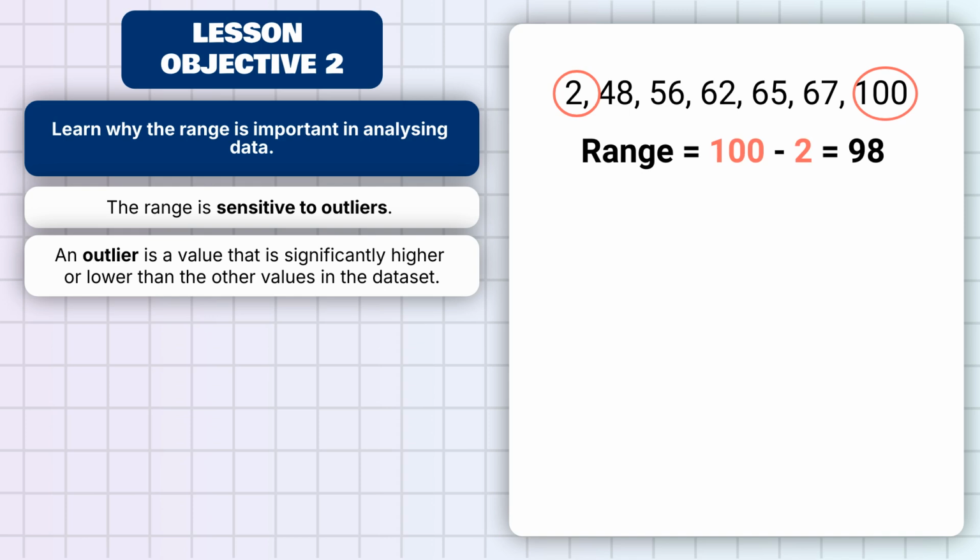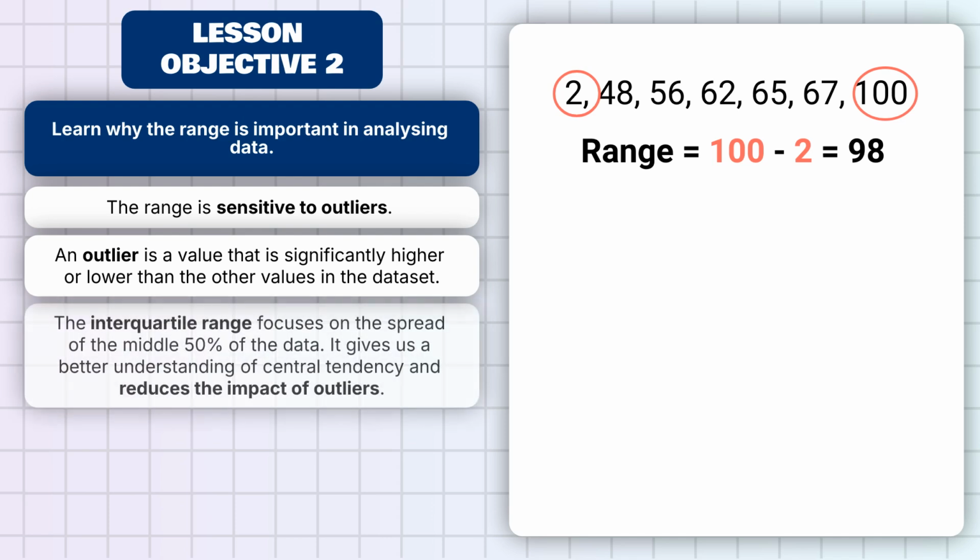To address this issue, we introduce another measure called the interquartile range, or IQR. We have actually already seen this in our previous lesson on cumulative frequency diagrams, but we will reintroduce it here. The IQR focuses on the spread of the middle 50% of the data, thus giving us a better understanding of the central tendency and reducing the impact of outliers.